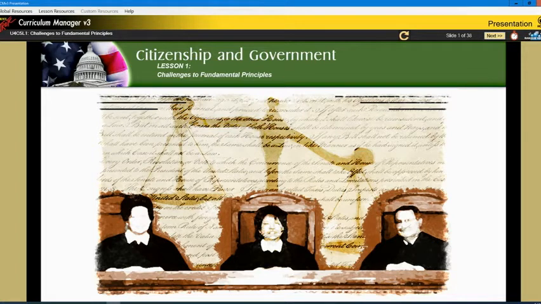If you would like to follow along, and I recommend you do, in your cadet notebook, it is going to be page 129 in the notebook. And in your textbook, it is page 117. I'm sorry, 116. All right, so let's take a look at citizenship and government.